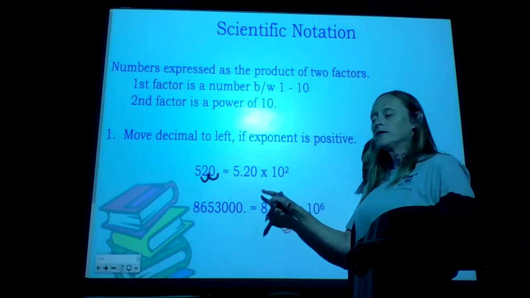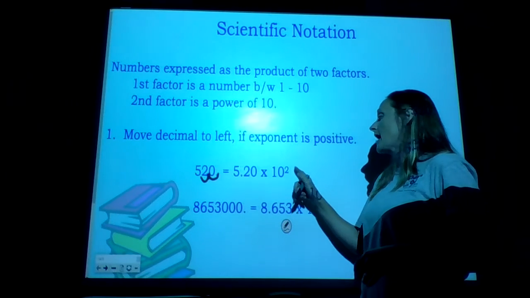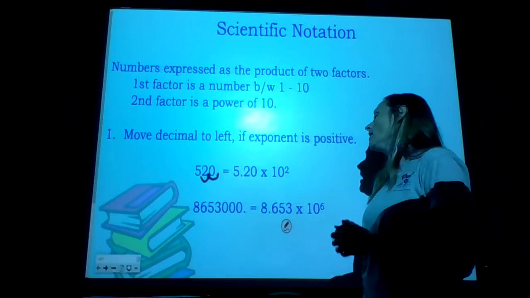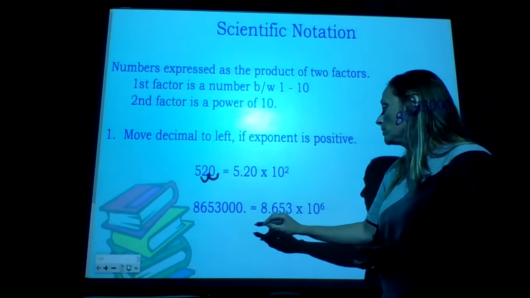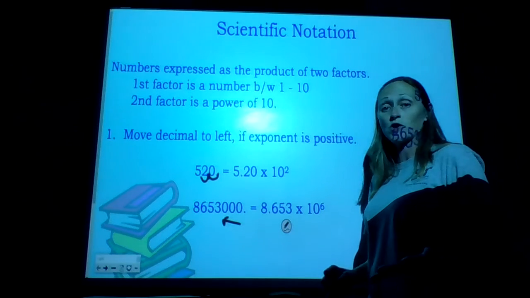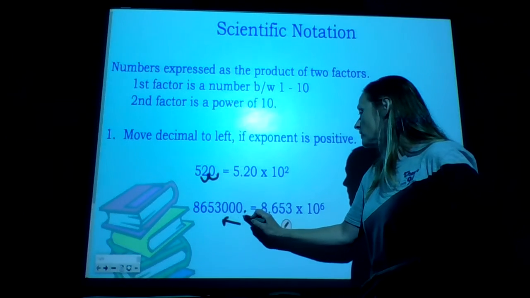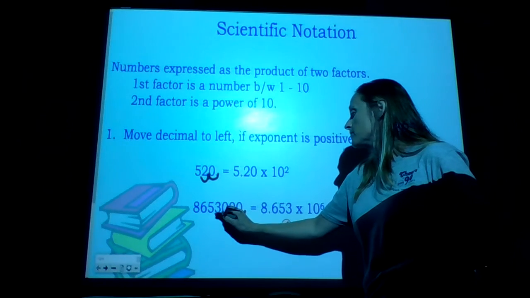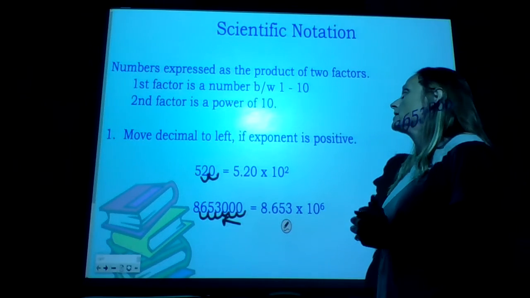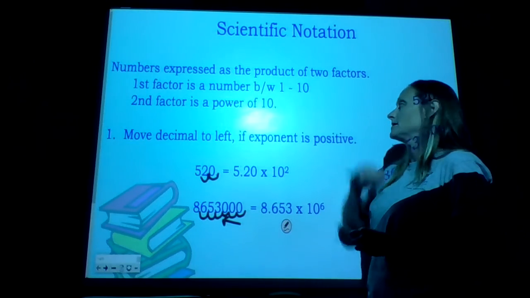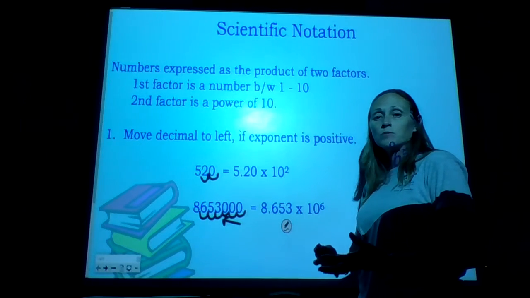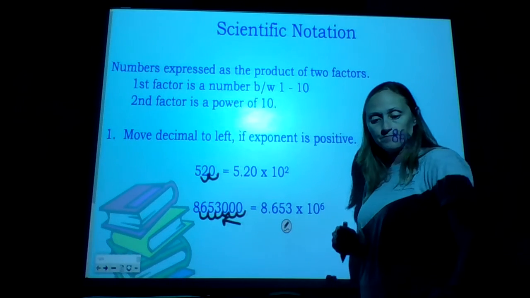So we have 5.2 times 10, and how many places did we move it? We moved it 2 places, so that's where our exponent came from. And our next number here, we have 8,653,000. So we're going to move our decimal point to the left because it's greater than 1. How many places to the left? It's going to be 6 places to the left because 8.653 is greater than 1 and less than 10. So it falls between there. Times 10. And how many places did we move it? 6 places, so that's our power.